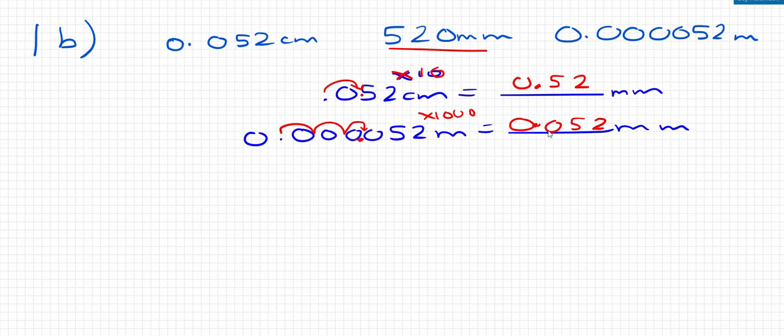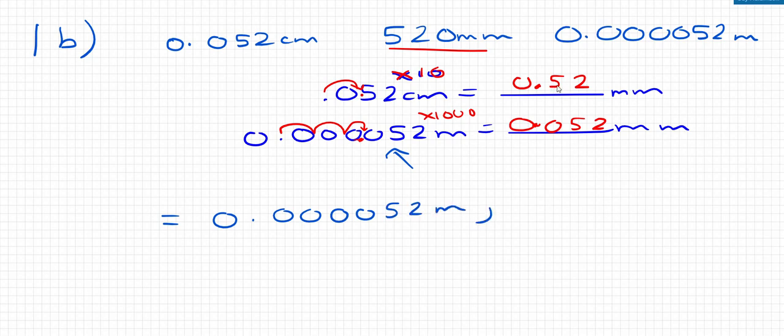Well, straight away I can see this one here, 0.0, and here I've got 0.5. So 0.0 is the smallest. So that was this one here. So in my final answer, I'll have 0.000052 meters. That's the smallest one.